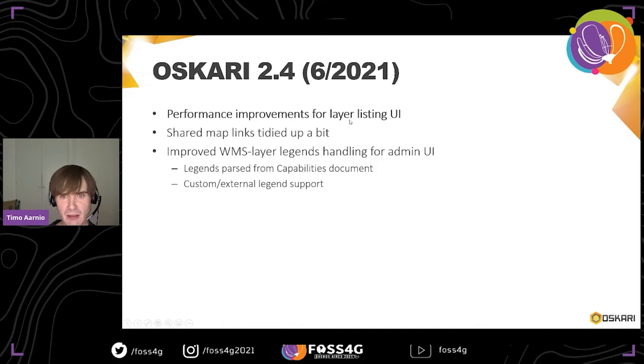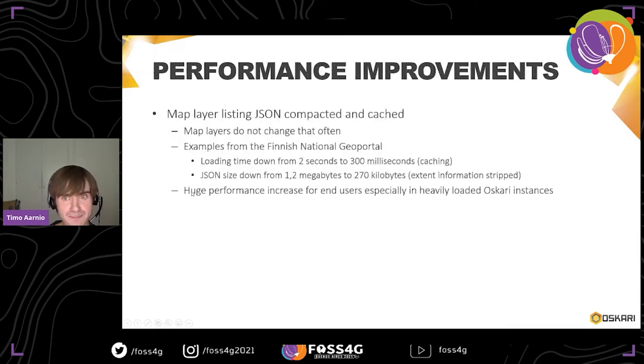So for layer listing user interface, some improvements. I have a couple more words on that, and tidied up a bit on the map links that you can share from Oskari so the links wouldn't be so long and ugly. And some improvements to the web map service layer legends I was mentioning before. So now they are actually parsed from the capabilities like they should be, and also support for external or custom legends. So sometimes you have cases where the service actually doesn't include a proper image in the capabilities, but you just have to know where the legend is. So you can use that as well.